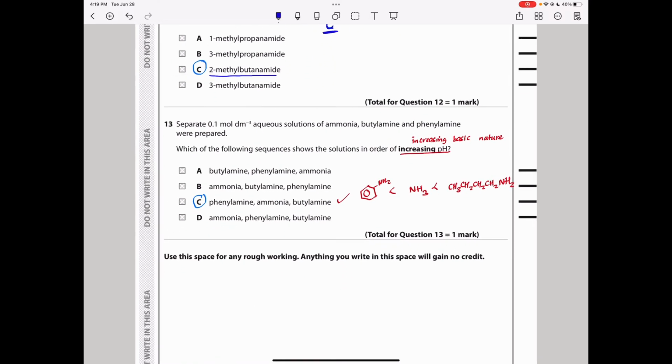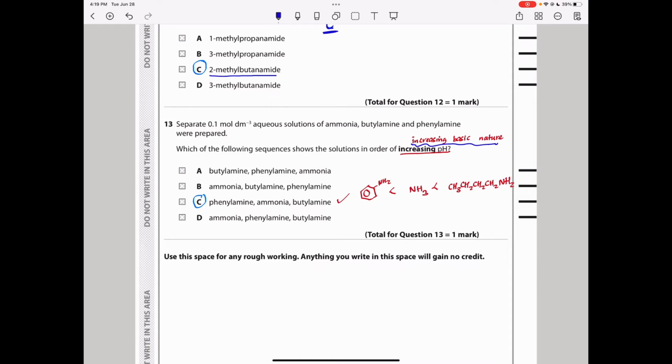Question 13 says, separate 0.1 mole per decimeter cubed aqueous solutions of ammonia, butylamine, and phenylamine were prepared. Which of the following sequences shows the solutions in order of increasing pH? Increasing pH means increasing basic nature. So which one is a greater base? The greater base should be at the end, and the weakest base should be at the beginning.